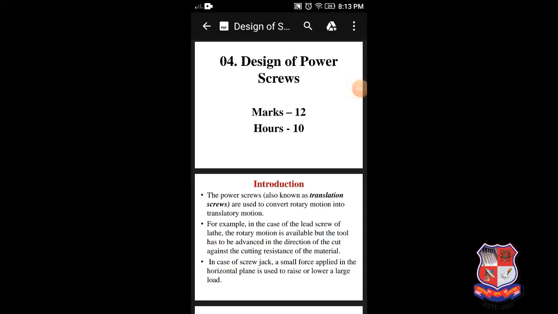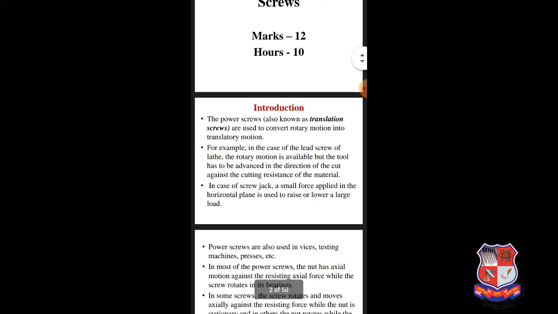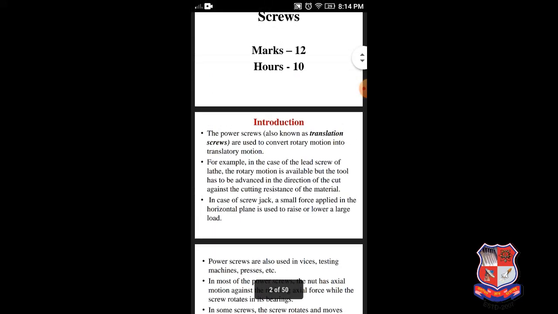Design of power screw. The power screws, also known as translation screws, are used to convert rotary motion into translatory motion. For example, in the case of the lead screw of a lathe, the rotary motion is available with the tool, but the tool has to be advanced in the direction of the cut against the cutting resistance of the material. So, in the case of a screw jack, a small force applied in the horizontal plane is used to raise or lower a large load.